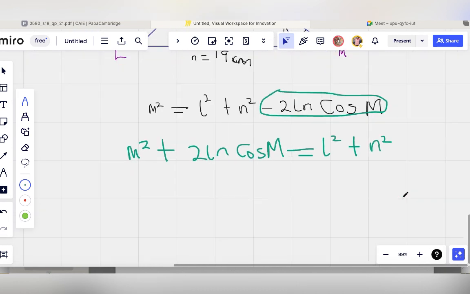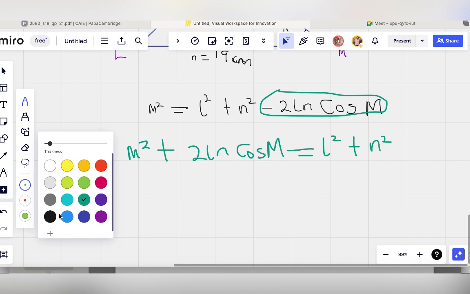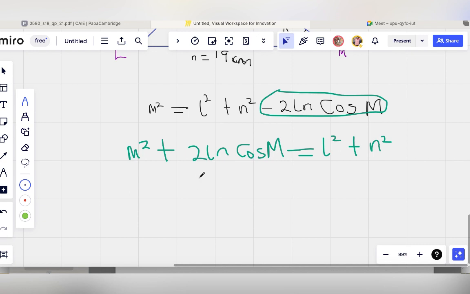So the next thing to do, we bring this M square to go and join his brother. So what we have will be 2LN cos M. I'm just showing you how the formula is derived. I could have as well gone straight to the way we want to use it. It's equal to L square plus N square. You bring M square to the right, and when it comes here, it becomes negative, minus M square.